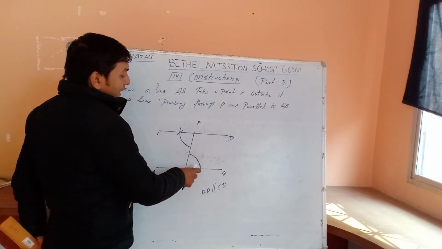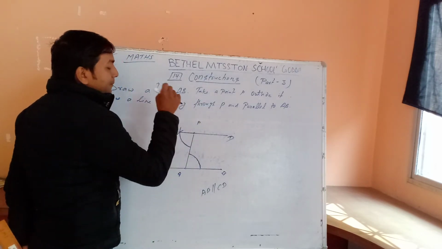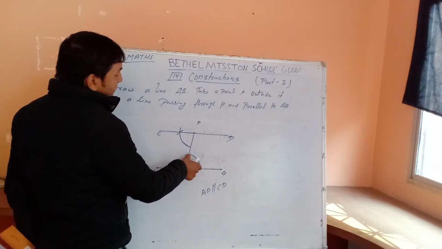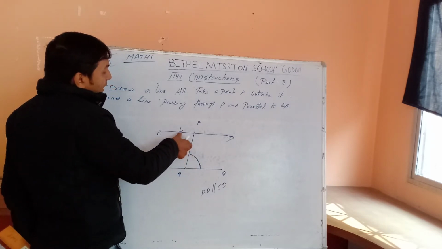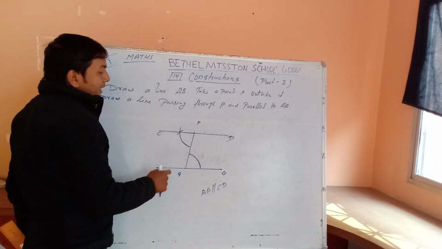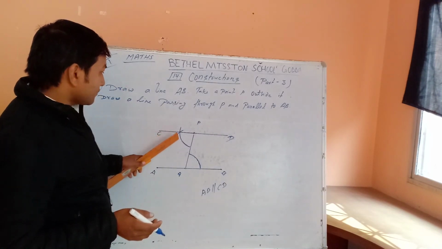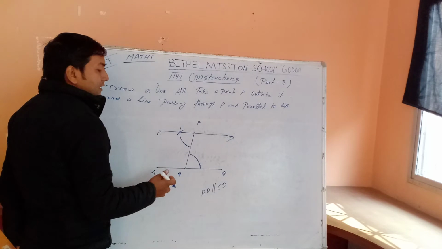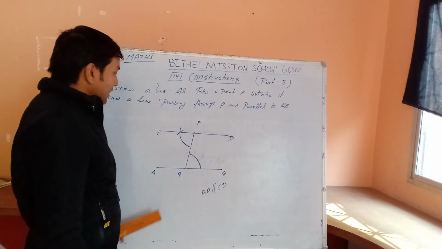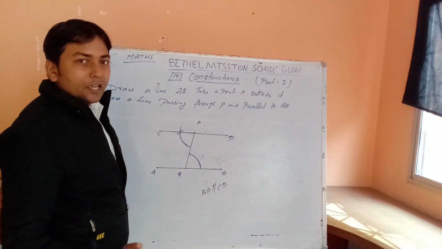First we have taken an arc here, and with the same arc I have drawn here at P. And now the second work: I measured this angle, and with the same measurement I have cut this arc, and we got 2 points. Through 2 points I draw a line which is parallel to AB and named CD. Now CD is parallel to AB. I hope you got it.